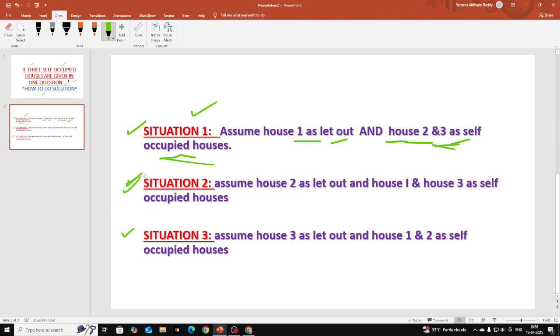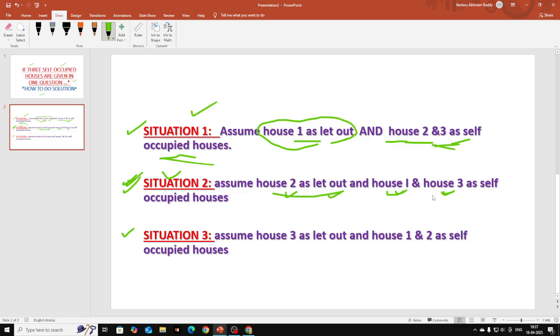Under the second situation, he will treat the second house as let out now. Under the first situation he treated the first house as let out; under the second situation he is treating the second house as let out. He treats house 1 and house 3 as self-occupied houses, and he will again do the calculation under the second situation. House 2 he treats as let out and does the calculation, and house 1 and house 3 he treats as self-occupied and does the calculation.